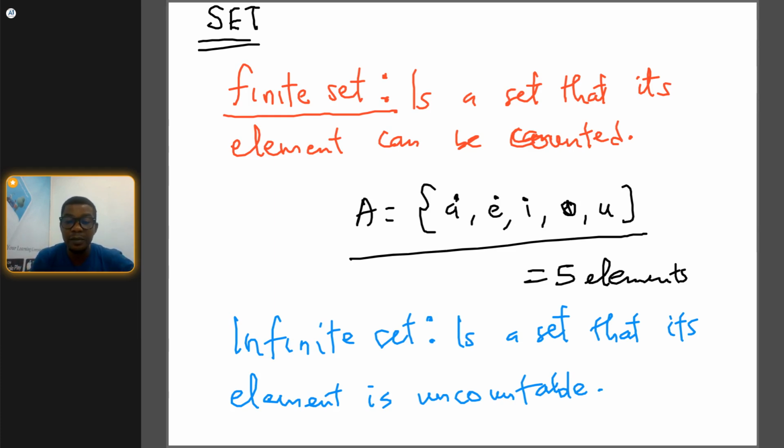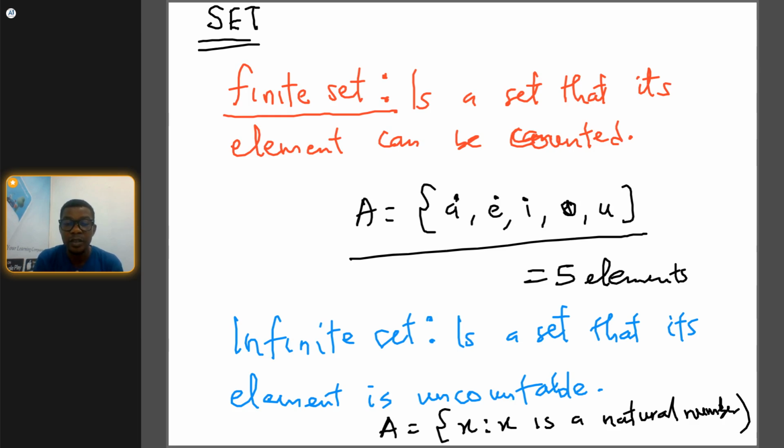A very good example has to do with our numbers in mathematics. If I say a set of natural numbers, let's say A is a given set, and A is X such that X is a natural number.